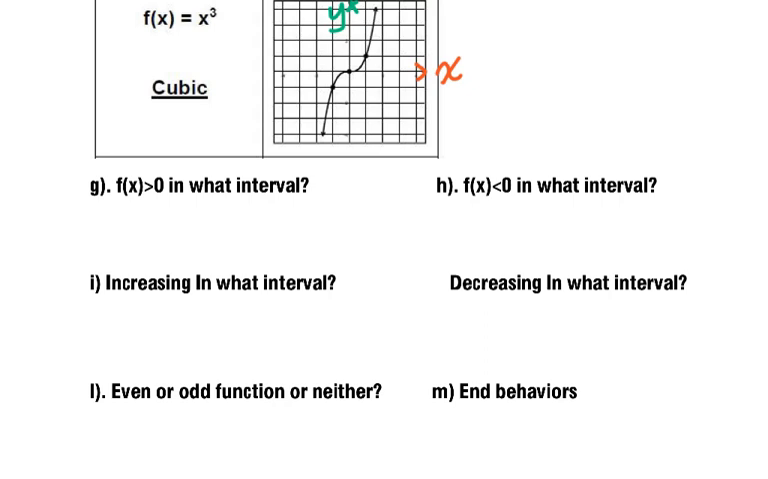And for J, f(x) greater than 0 in what interval? Which means I'm looking for the graph above the x-axis. So let me draw that. It's this graph. For this part of the graph, the very left point for x will be 0. And the very right point, there's no very right point. So it goes to positive infinity.